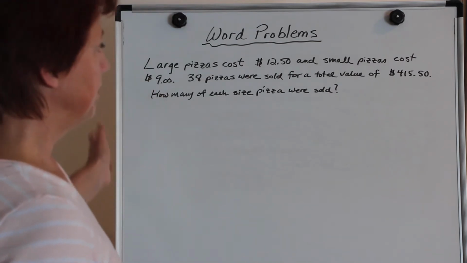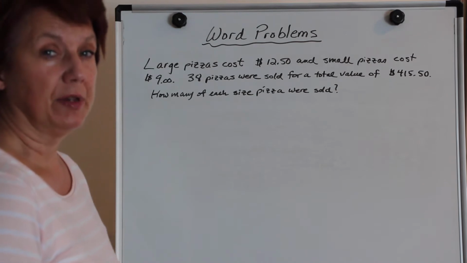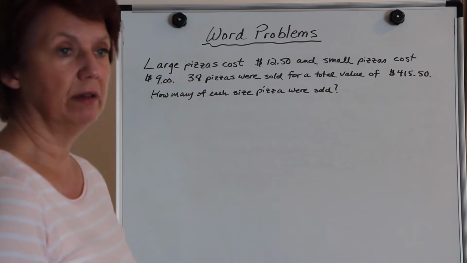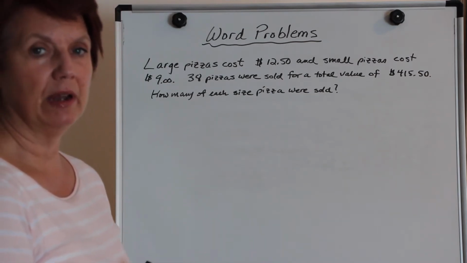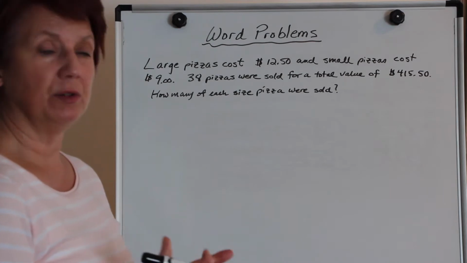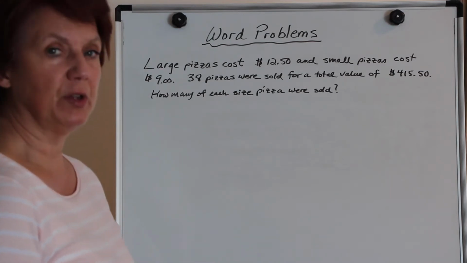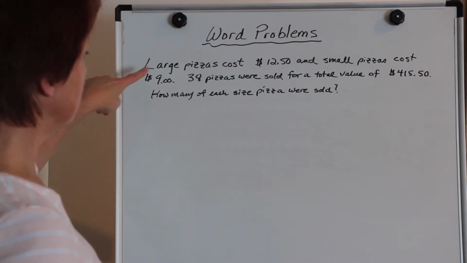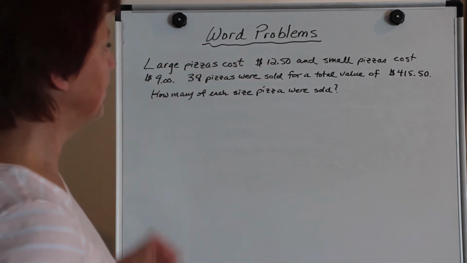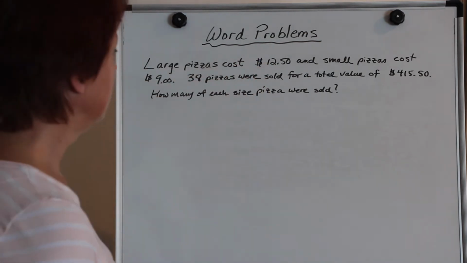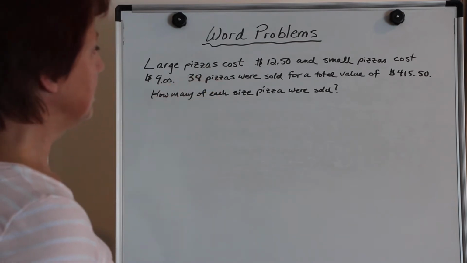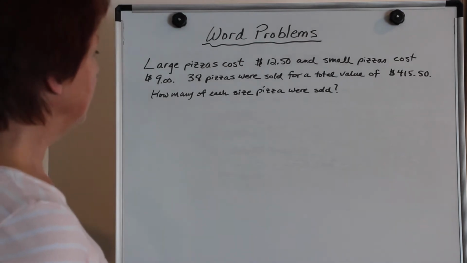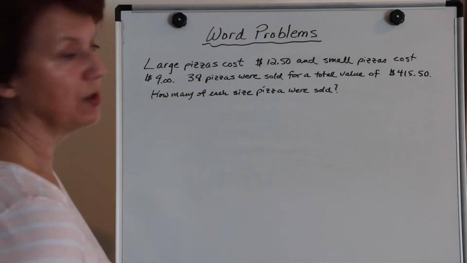So here's a pretty standard word problem. This is grade 9 material, but grade 9 has some of the hardest word problems, in my opinion, in all of grade 9 to grade 12 math, because they're new to you, and so they can be tricky. So how do we solve this? We have a pizza parlor which sells large pizzas for $12.50 each and small pizzas for $9. They sold 38 pizzas for a total value of $415.50. So how many of each size pizza were sold?